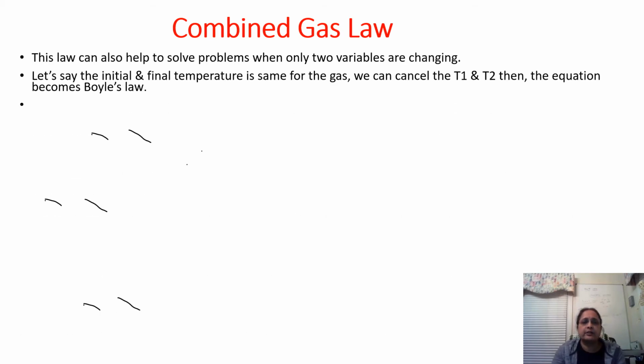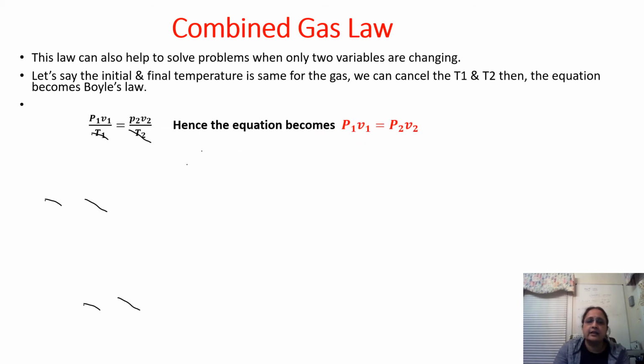For example, let's say the initial and final temperatures are the same for the gas. That means T1 and T2 are the same. They get cancelled. Then the combined gas law becomes Boyle's law: P1 V1 is equal to P2 V2.